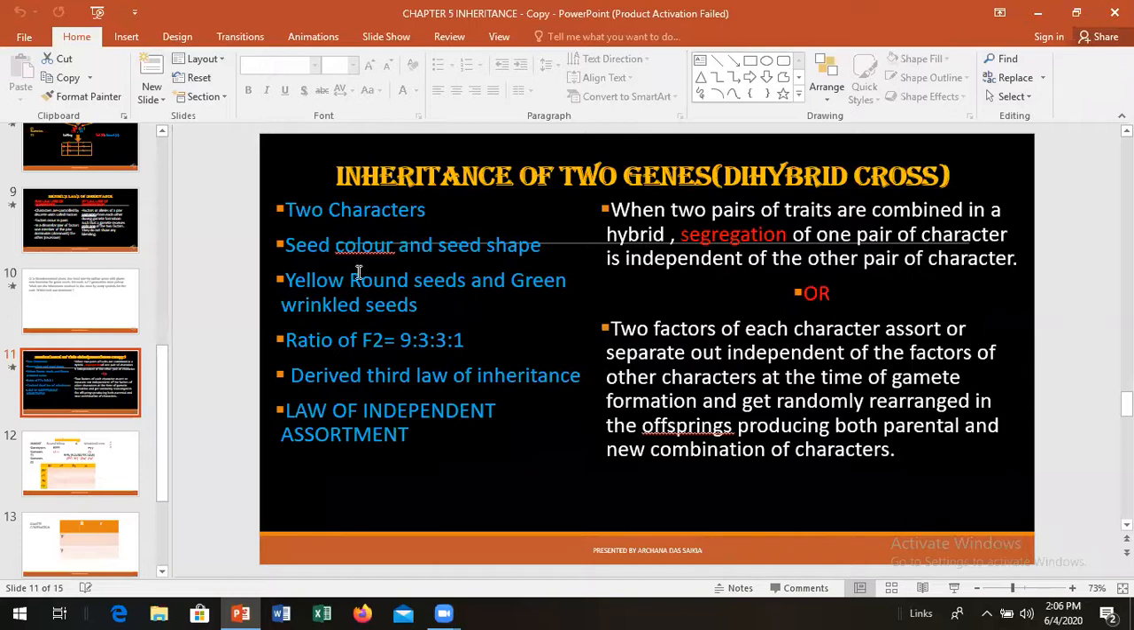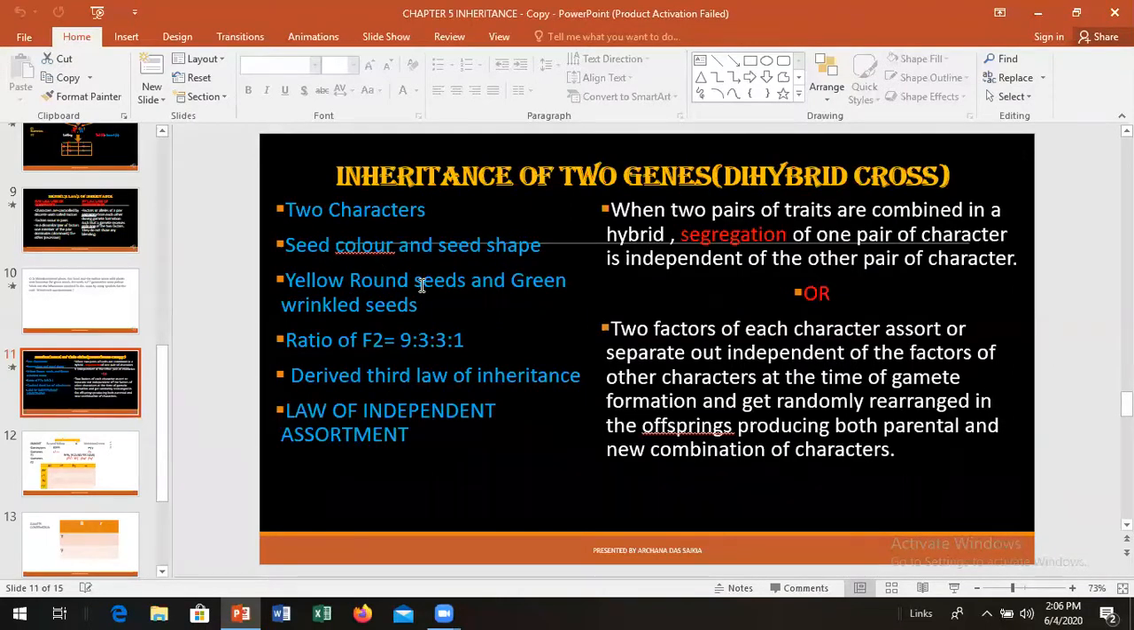For example, he carried out an experiment with pea plants where he concentrated on two characters at the same time. He took seed color and seed shape. Already through the monohybrid experiments, it was confirmed that there are two types of seed color seen in pea plants, yellow and green. Likewise, the shape of seeds in some cases was round and in some cases wrinkled. So, Mendel took these traits.